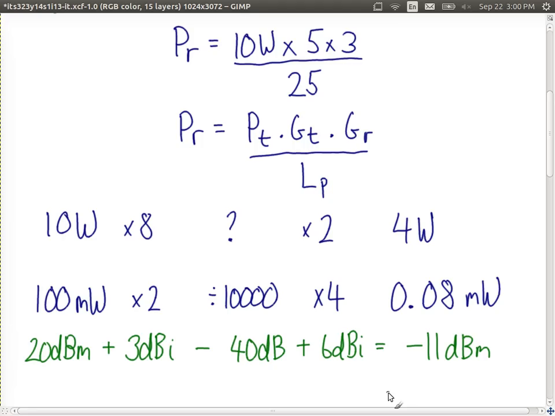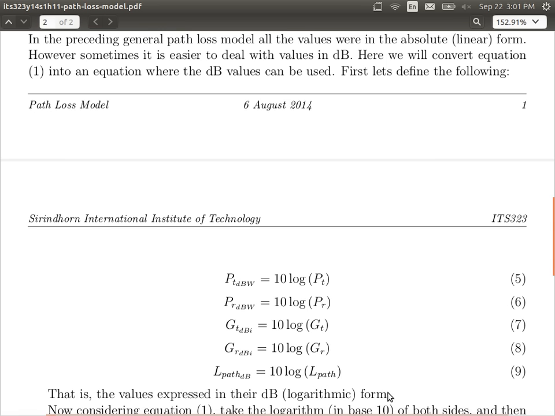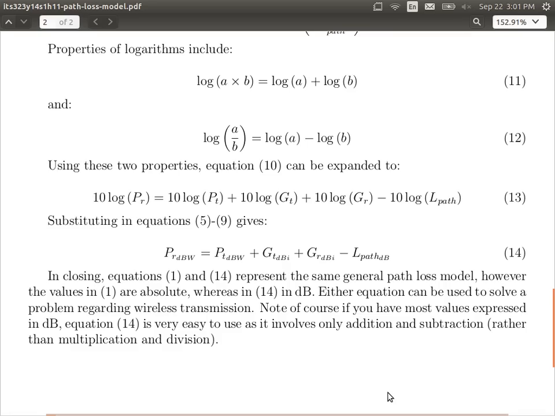Why does multiplication become add and division become subtraction? Based on your basic logarithms, it's in one of these slides, the properties of logarithms. The logarithm of a times b equals the log of a plus the log of b. I will not go through it now, but this document gives the proof why, when we use the absolute values, we multiply and divide, and why, when we convert to dB, it becomes plus and subtract. You can go through and confirm that. If you take the log of both sides and multiply by 10, it simplifies to addition and subtraction of those values in dB.